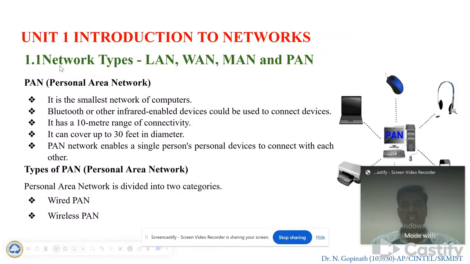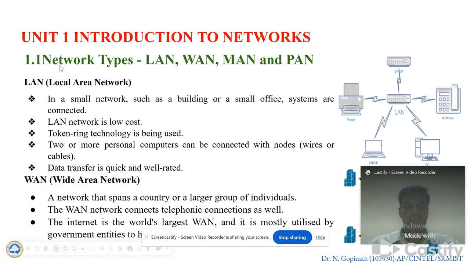So first we will start with the PAN. It is the smallest network of computer. Bluetooth or other infrared enabled devices could be used to connect devices. It has 10-meter range of connectivity. It can cover up to 30 feet in diameter. PAN network enables a single person's personal device to connect with each other. The types of PAN are wired PAN and wireless PAN.